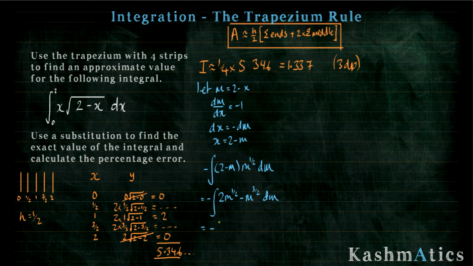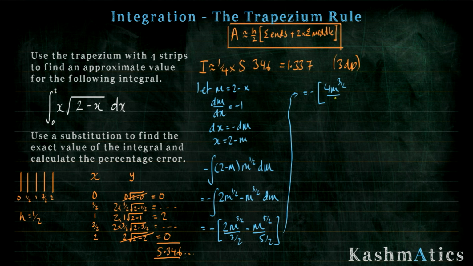Now I can go ahead and integrate that. So I'll get minus, I'll get 2m to the power 3 over 2 over 3 over 2, take away m to the power 5 over 2 over 5 over 2. Okay, and like I said, I'm not worrying about the limits just yet. Now this here becomes minus 4m to the power 3 over 2 over 3 take away 2m to the power 5 over 2 over 5. Okay, and now I'm going to work out my limits.